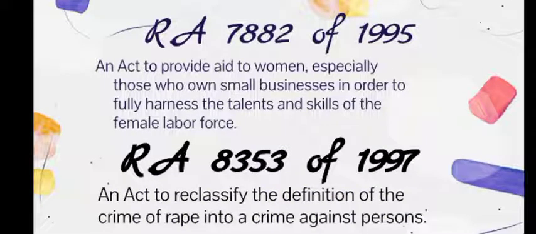Next is RA 7882 of 1995, an act to provide aid to women, especially those who own small businesses, in order to fully harness the talents and skills of the female labor force. Next is RA 8353 of 1997. It is an act to reclassify the definition of the crime of rape into a crime against persons.